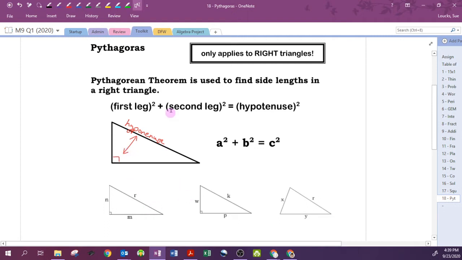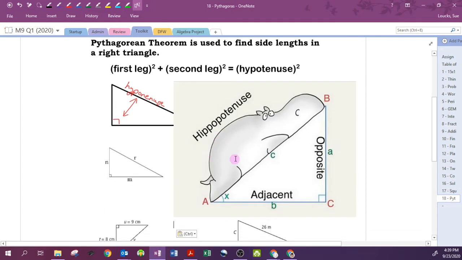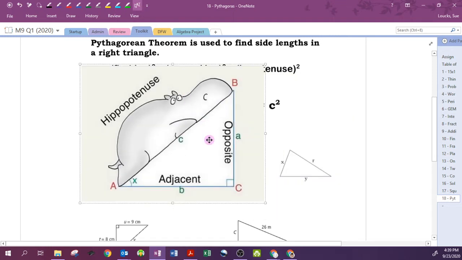Okay, and then I have a little graphic here to help you remember because I think this is hilarious. There's the hypotenuse. The hippopotenuse. I just think it's funny. So if that helps you remember it, then that's awesome, but you don't have to. Don't worry about any of the other things marked on this as for other math, but this is the hippopotenuse. It's the hypotenuse. It's the long one.